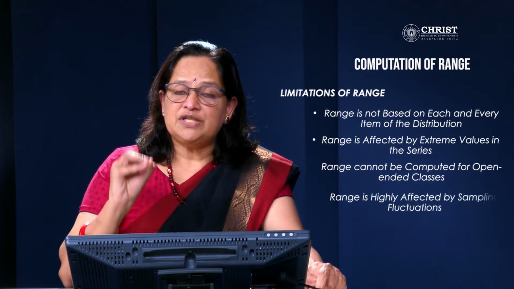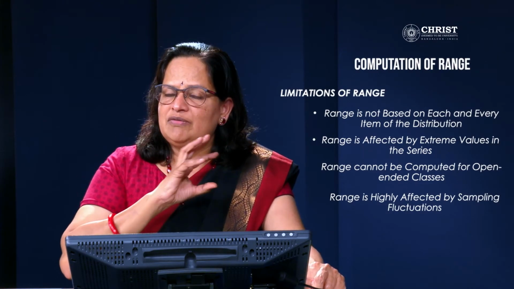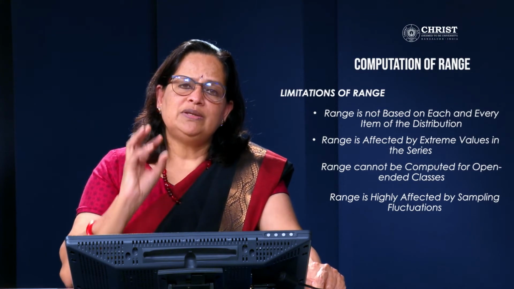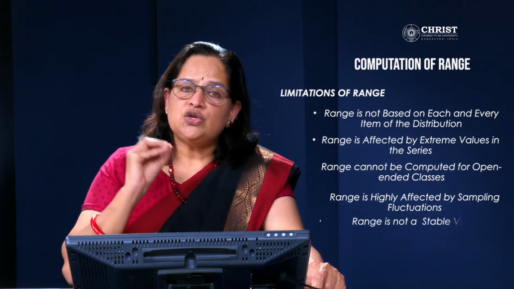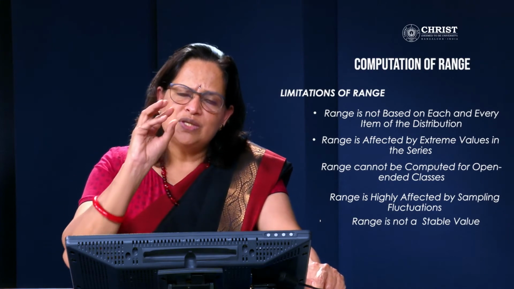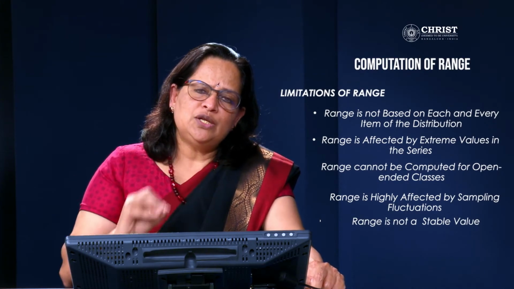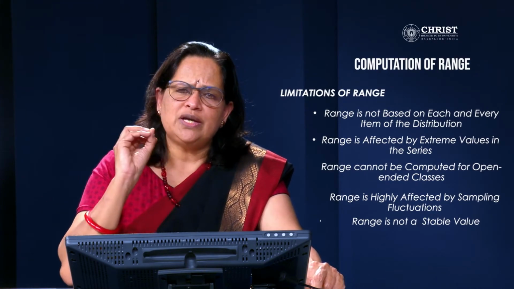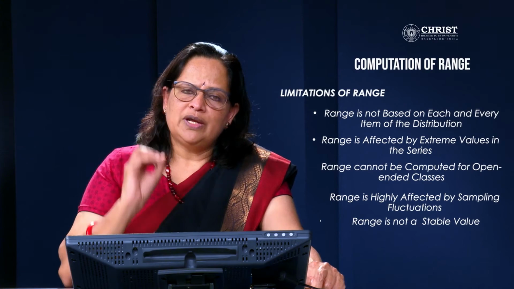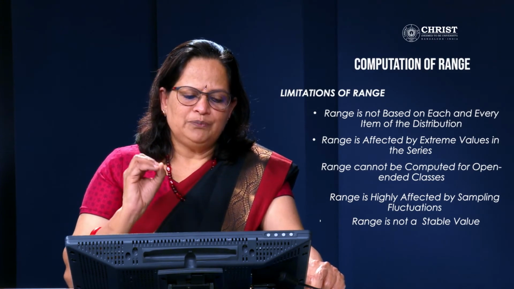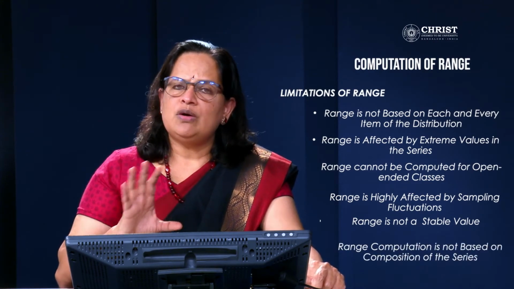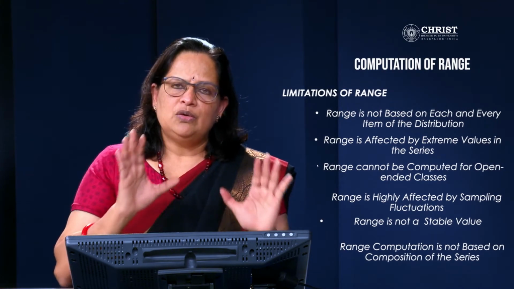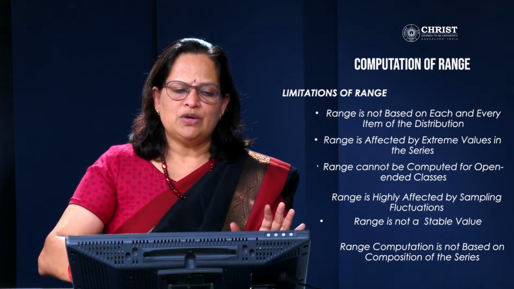Now, range is highly affected by sampling fluctuations. If we doubt sampling fluctuations, then we cannot use range. Now, range is not a stable value. It can change because we are taking just two values, the highest and the lowest, ignoring frequency values. So it's not an accepted or a better statistical computation. Now, range computation is not based on the composition of the series. The frequency values are completely ignored. We are concentrating only on the lower value and the higher value.